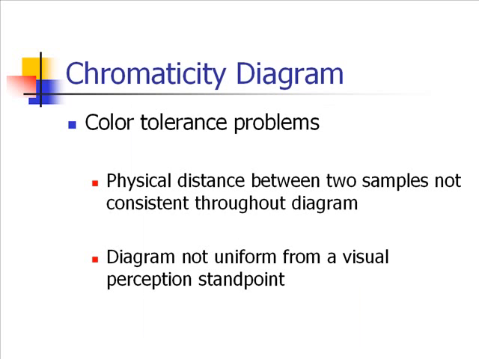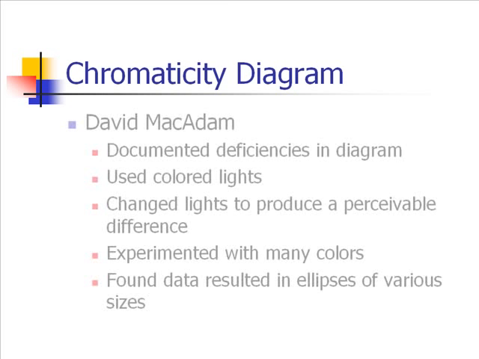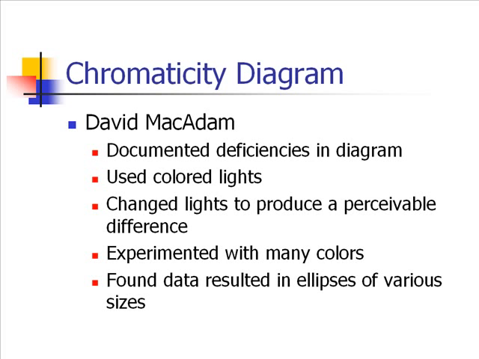So there was a famous color scientist named David MacAdam that studied this diagram very closely, and he documented the problems that were inherent in this system. It's based on using colored lights. What he did is he had a standard color, the color he was working with, and then he changed the lights to produce just a perceivable difference. So the idea was how far off the values for the lights would be before the person could detect that there was a difference. He did a lot of different colors in different parts of color space.